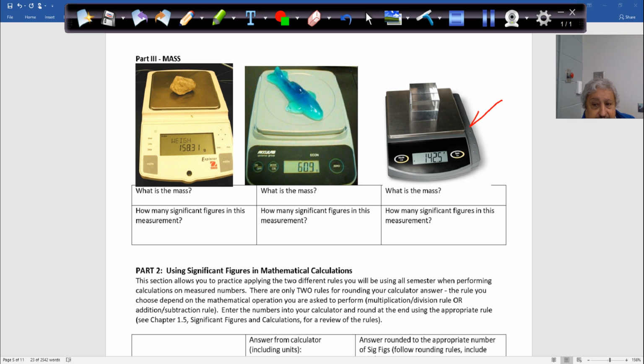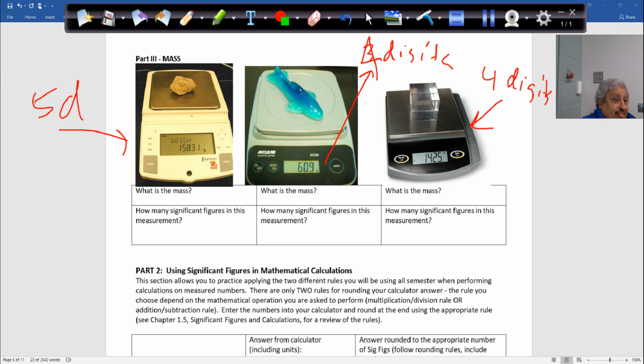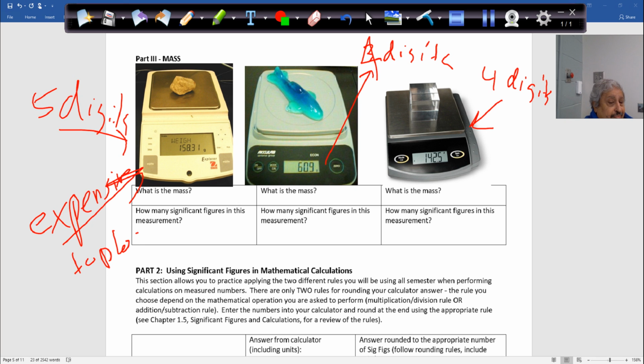How many digits does it give us here? 4 digits. How many here? Maybe the mass of it 4, but this is 4. This one will give you 4 too. But this one here gives you what? 5. So this one here is expensive. And those are called top load balances.